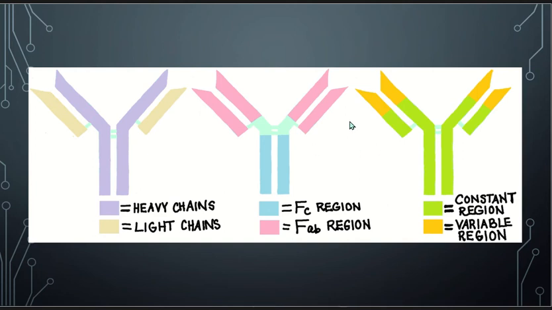And within our FAB region, we're going to have this orange portion, which is going to be our variable region, but the lower half of the FAB region is actually going to be grouped with the FC region under the constant region. So when we say constant region, we should specify whether we're talking about the FAB region of the constant region or the FC region of the constant region.